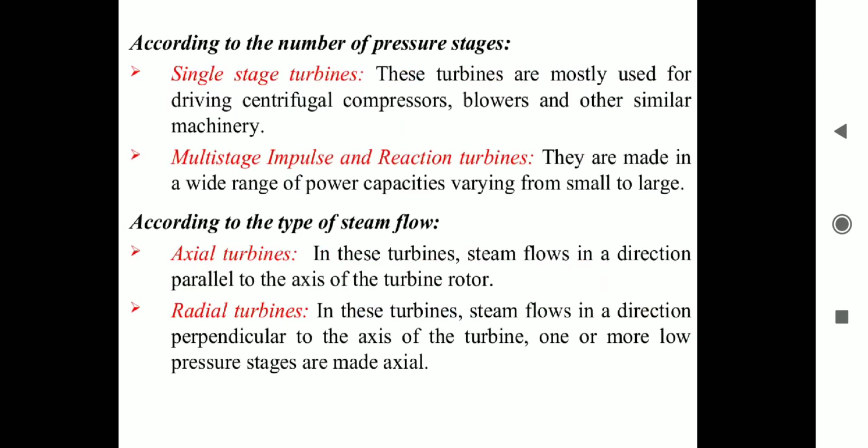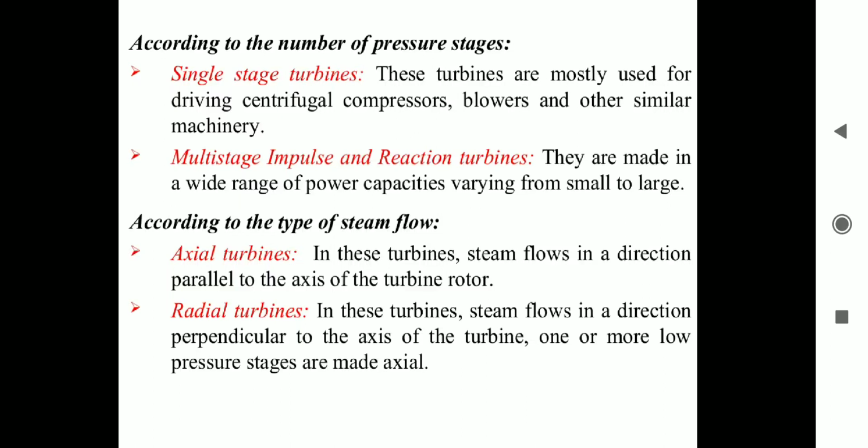Next is classification according to the number of pressure stages. First is the single stage turbine, and second is the multi-stage impulse turbine. Let's see what we mean by a single stage turbine. This turbine is mostly used for centrifugal compressors, blowers and other single machinery. Then there is the multi-stage impulse and reaction turbine. If you put both impulse and reaction turbines throughout the stages, that is a multi-staging system, and it is used to improve the efficiency of the turbine.